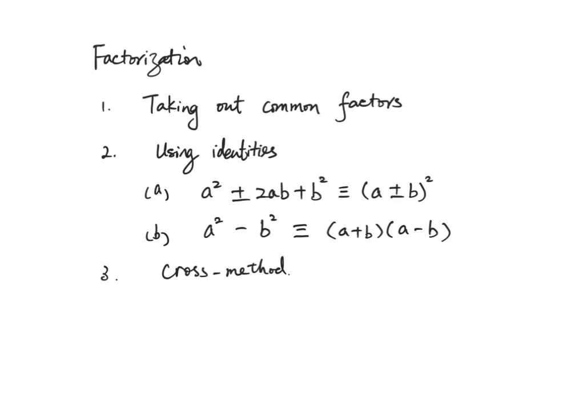Core topic number 4, factorization. For factorization, we have several skills. The first one, taking out common factors. Second one, using identities. The first identity is about the perfect square. And the second one is difference of two squares. The third skill, cross method.